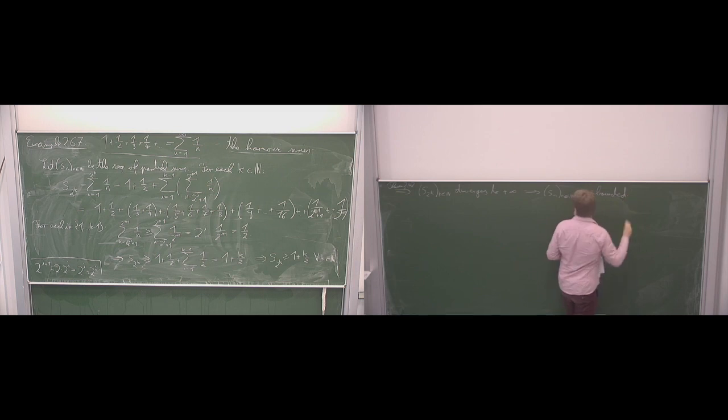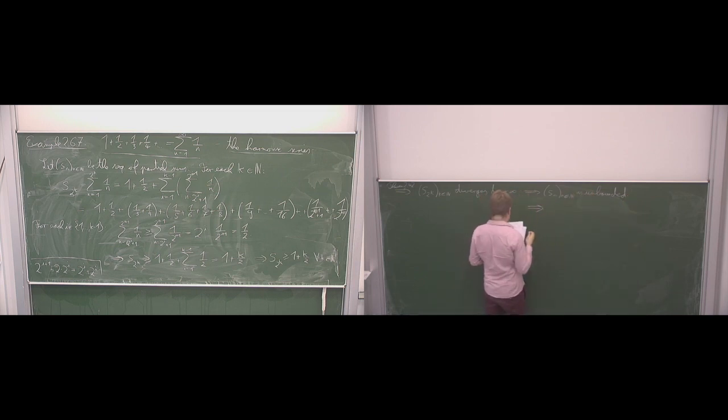And by the previous theorem, this already implies that the series cannot converge. So this is not convergent, since it's monotonously increasing. This was then theorem 266.